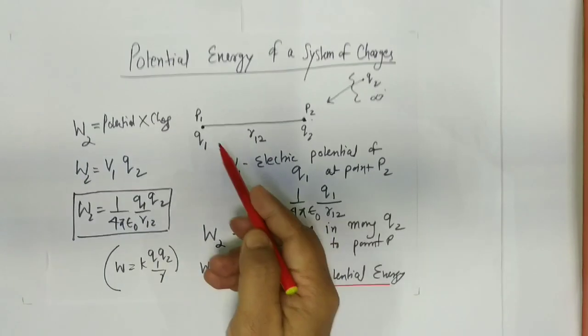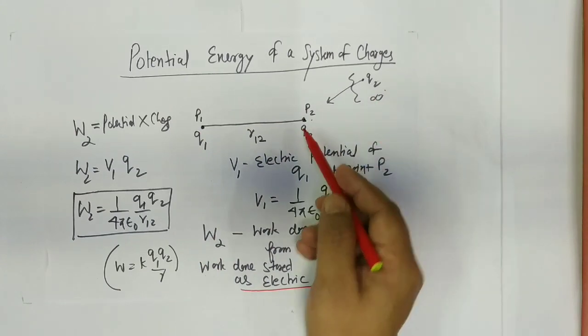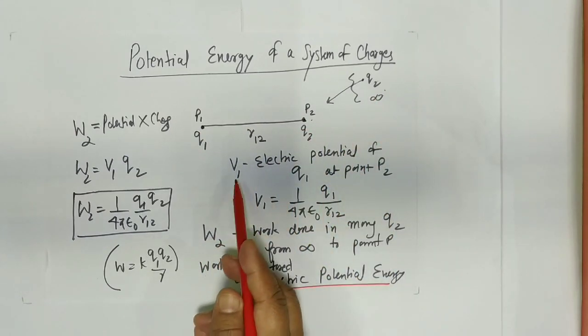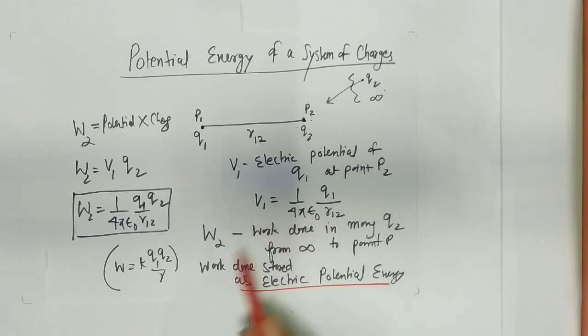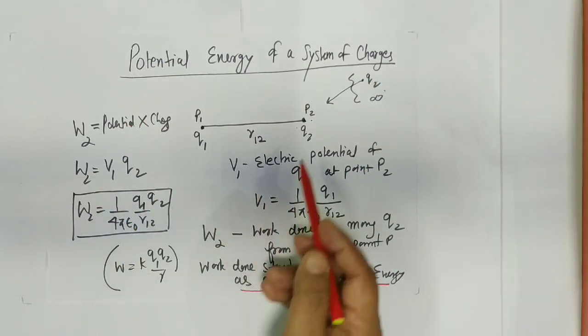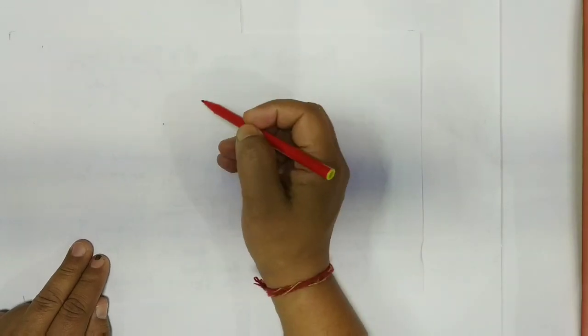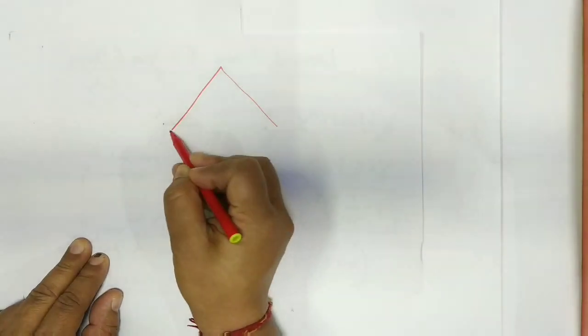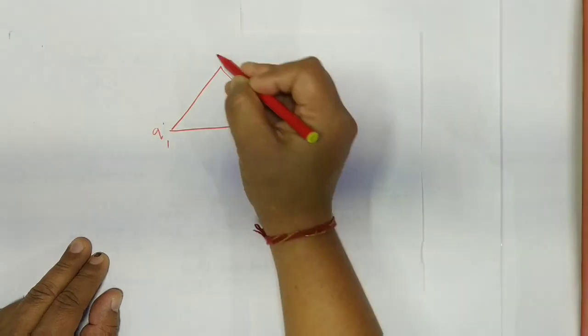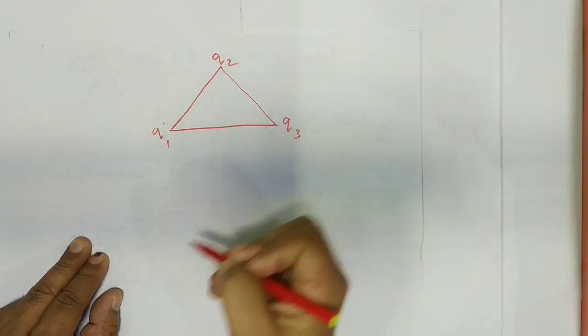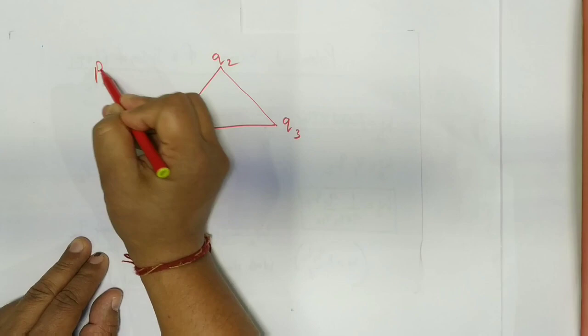So very simple. There was a charge Q1, you took a charge from infinity. Then you know that V1 is the electric potential at this point. What is the work done in taking it, W2? Work is potential into charge. Potential is V1 into Q2, and this is the work done. And now, you know that if you have two charges, you will find out the work done. If again there are three charges, say Q1, Q2, Q3, I'm talking about three charges, so we can get the potential energy.